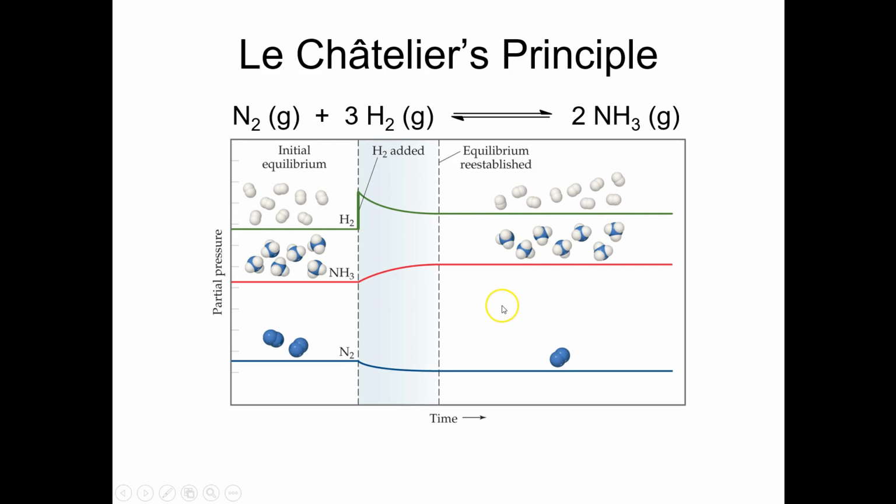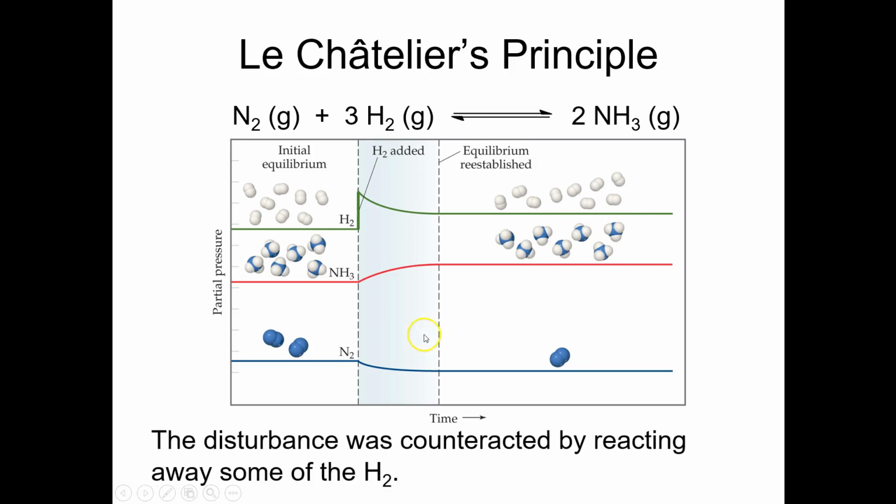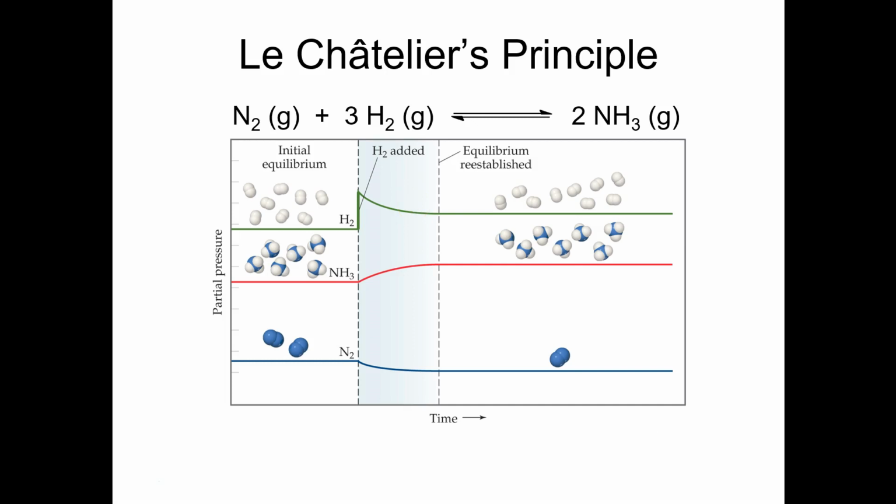So if we're just thinking about this in terms of a reaction with a mind of its own, we would say the disturbance was that we added some hydrogen, and so the response was that it was counteracted by reacting away some of that hydrogen. So that's the mind of its own explanation. We can also think about this, though, in a semi-quantitative way. Because remember, when a reaction is at equilibrium, Q is equal to K.